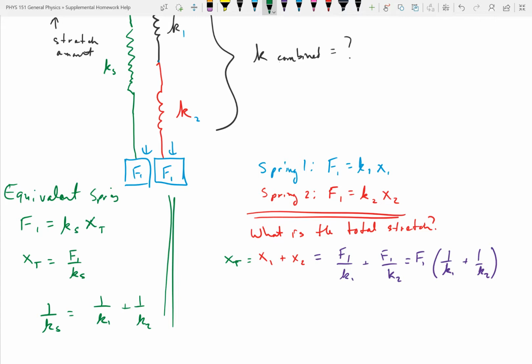That is, this is F1 over K series. Well, F1 times 1 over K series. I'm actually going to write it differently so it makes it obvious. So this line here is just taking this equation and solving for X total. And here we had X total was equal to this. So if X total is this and X total is that, if they're equivalent, then we must have these things in parentheses equal each other.